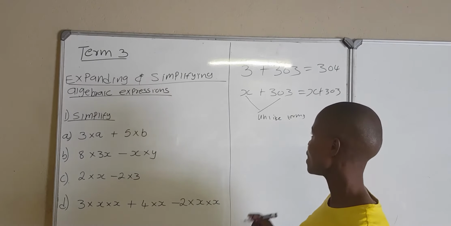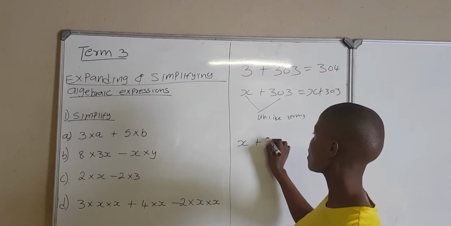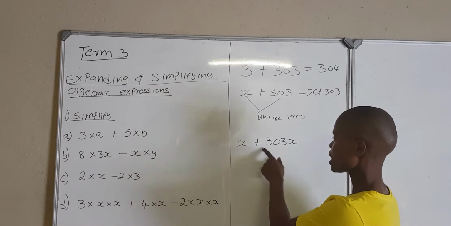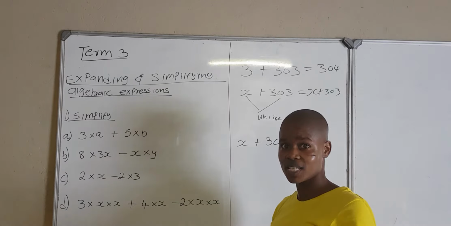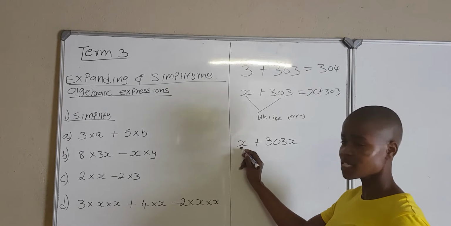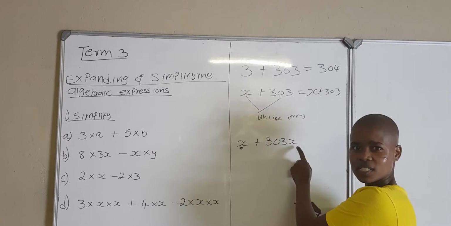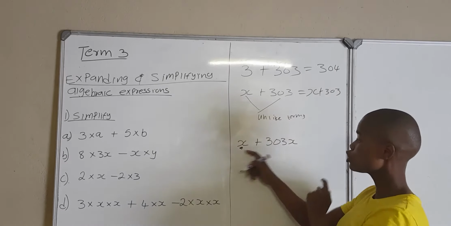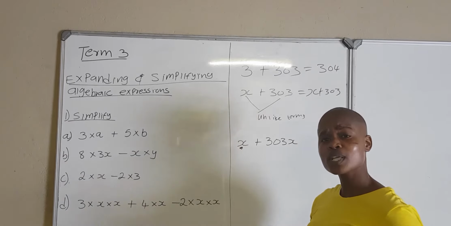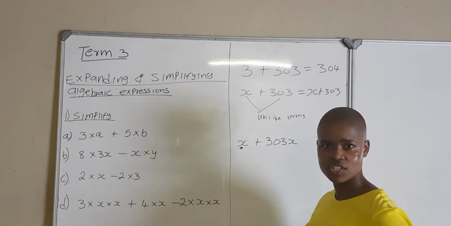Okay. So now let's say for example, I have got x plus 303x. How did I get this 303x? I multiplied the 303 with the x. Okay. So now I have got an x this side and I have got an x on the other side. Therefore, this tells me that these two are like terms. Therefore, I can add them. And with like terms, what are we adding? We are adding the coefficients.